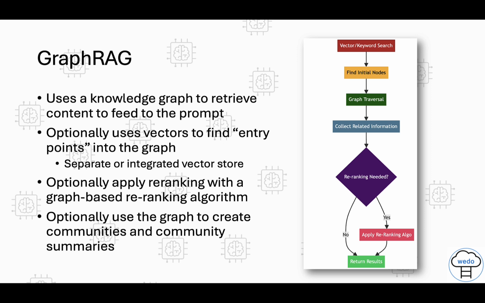Let's now turn to GraphRAG in general. So using or creating a retrieval augmented generation system based on graphs. So what we're going to do here is we're going to use a knowledge graph, I think that is clear, to retrieve content to feed to the prompt instead of basically just finding relevant pieces of text based on some similarity metric. Now, this can optionally use vectors to find entry points in the graph.